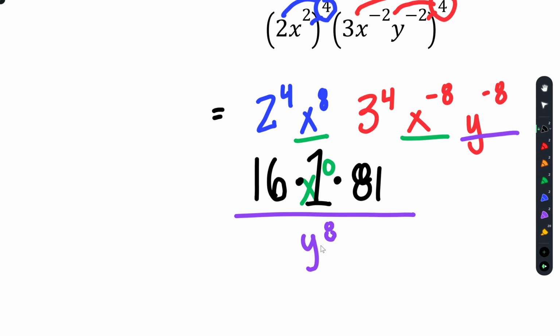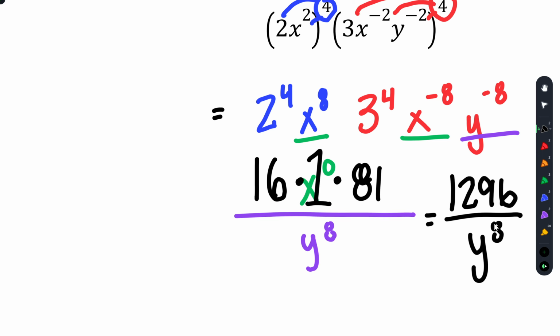16 times 1 times 81 is going to get me a real big number. That number is 1296, I think. Correct me if I'm wrong. But there we go. Any questions on that?